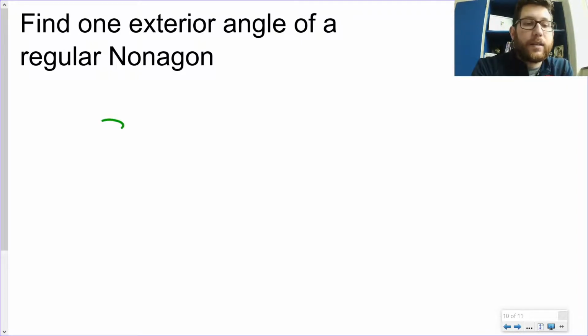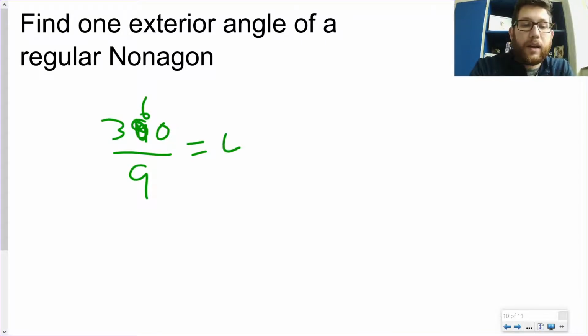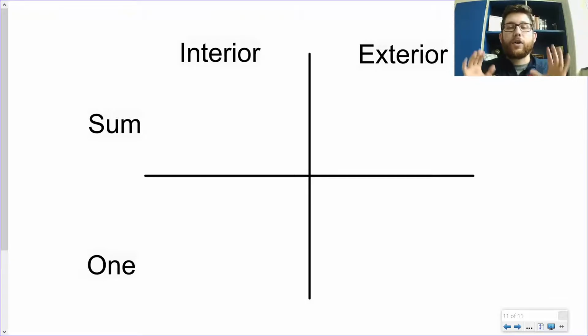All right, let's find one exterior angle of a regular nonagon. Nonagon has 9 sides, so we're just going to do 360 divided by 9, and I don't know why I wrote 390. I'm sorry about that, guys. 360 divided by 9, and I get 40.